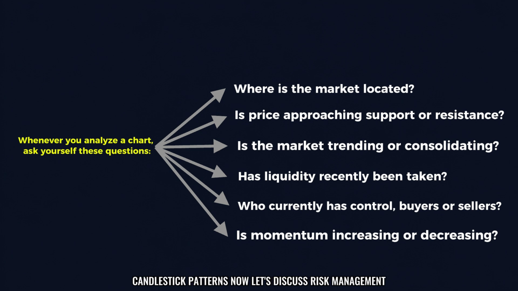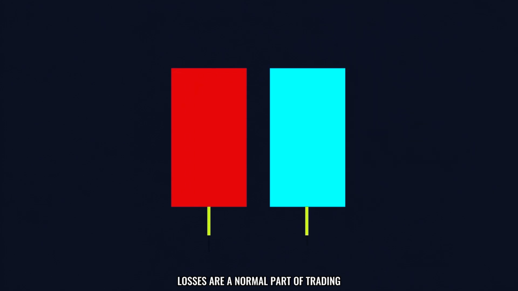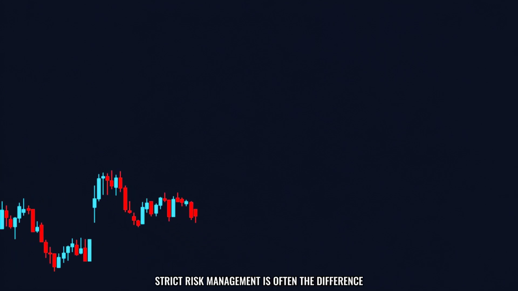Now let's discuss risk management. Even the best candlestick setup in the world can fail. No trading strategy wins 100% of the time. Losses are a normal part of trading. The goal is not to avoid losses. The goal is to control them. This is where proper risk management becomes essential. In highly volatile markets, strict risk management is often the difference between long-term survival and account destruction.